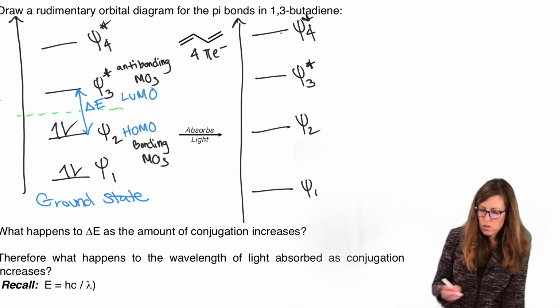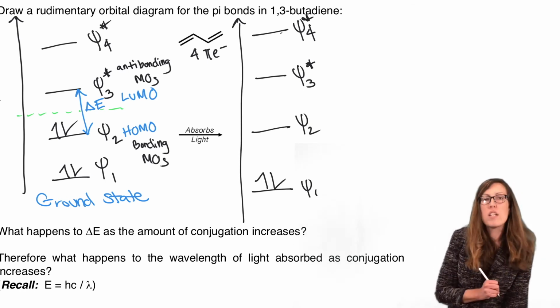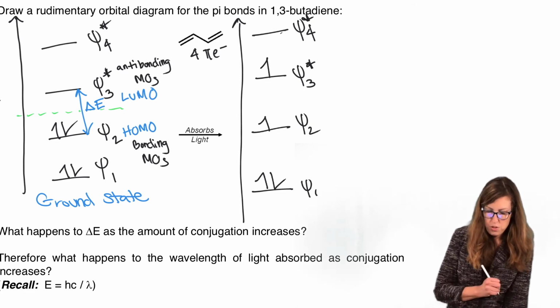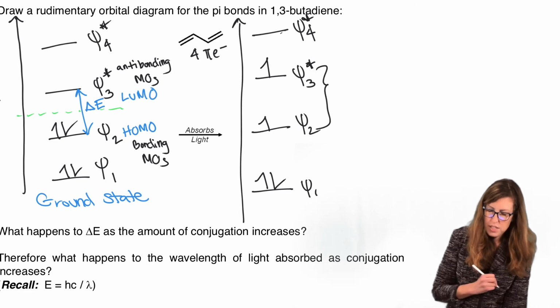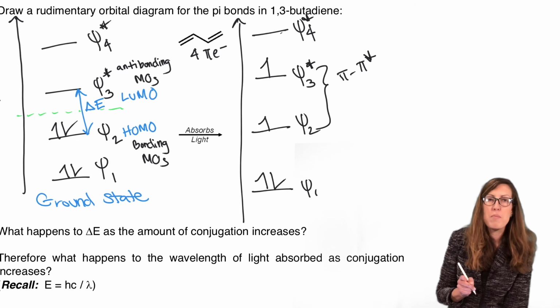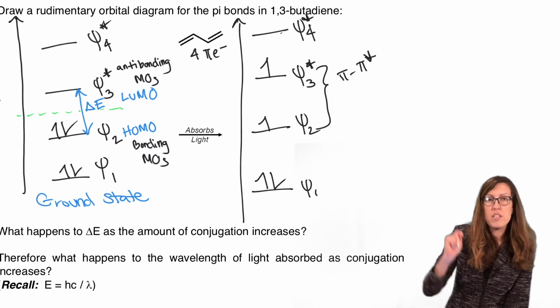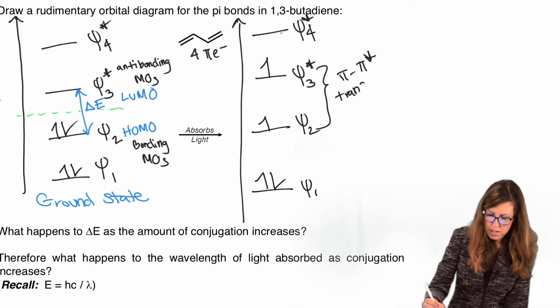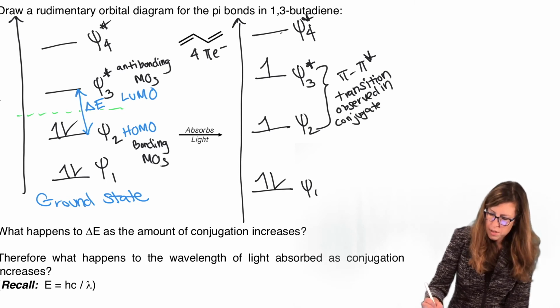All right, so we had the lowest level left alone, but from the HOMO, one was promoted to the LUMO. And this is called a pi to pi star. So we went from one pi molecular orbital that was bonding to an anti-bonding one. And this is called a pi to pi star transition. And it's observed in conjugated pi systems.